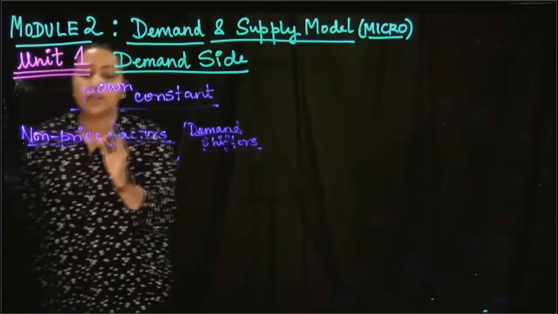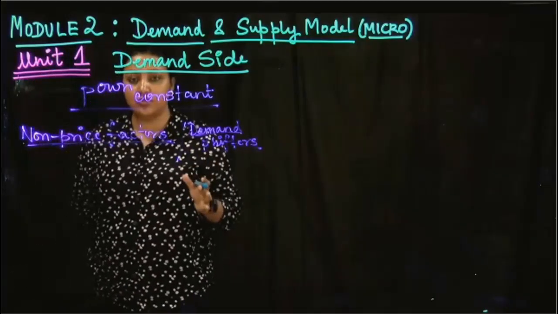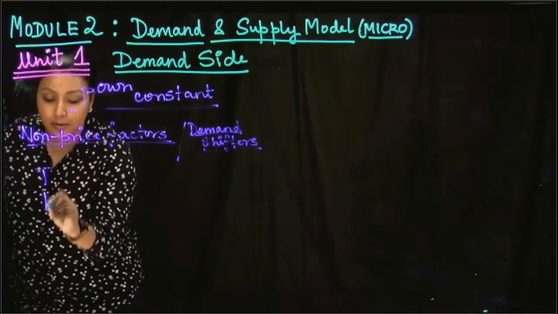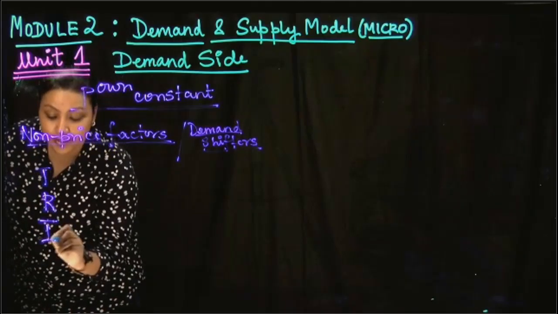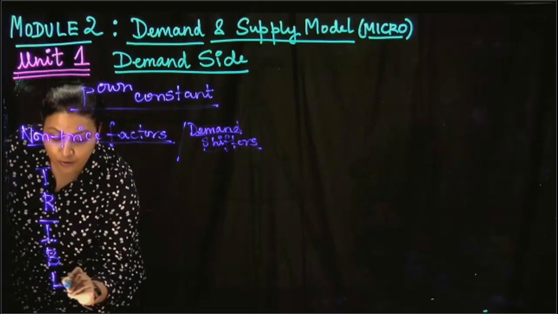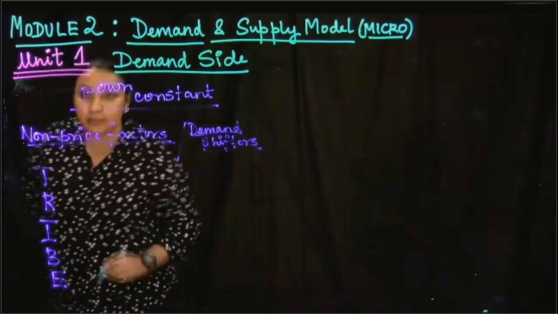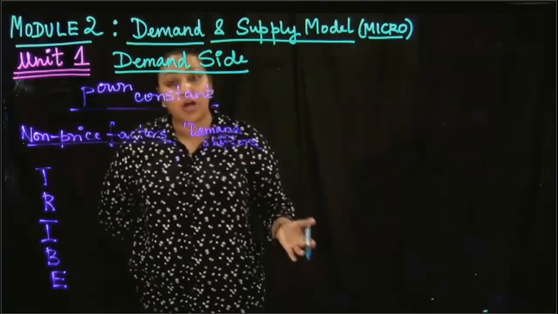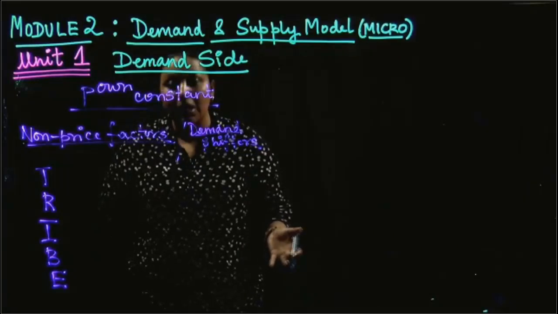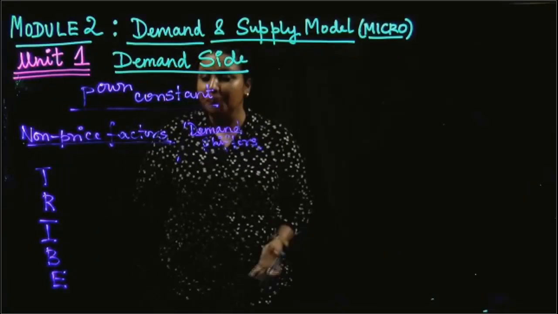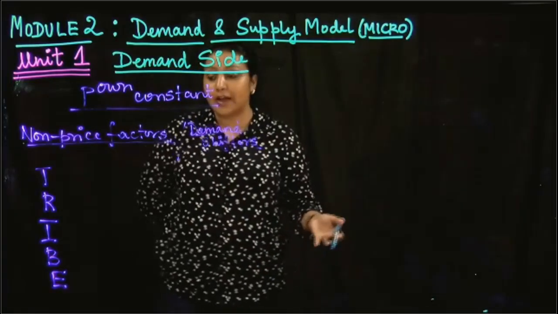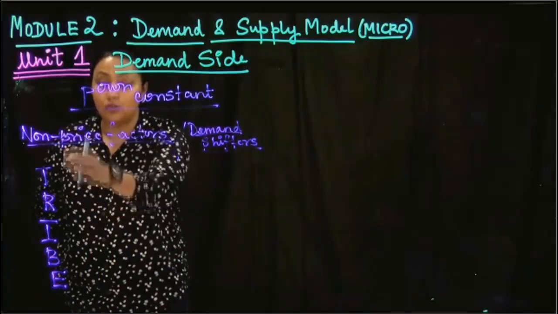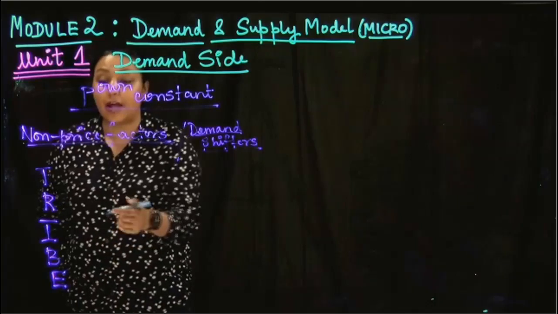Now to remember these non-price factors which could shift the demand, I use this word TRIBE. Now please be aware that this is not something you would find in a textbook. This is something that I have used as a student to remember the demand shifters, and I always share it with my students. Maybe they will find it useful to remember the demand shifting factors. Now this is basically an acronym that goes through all the demand shifting factors.